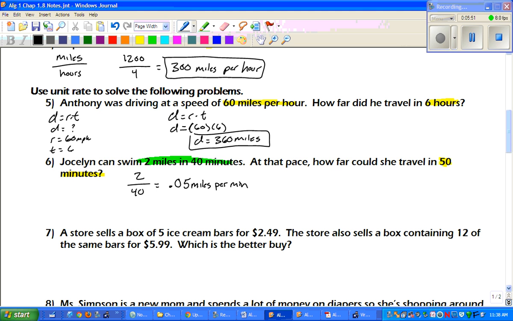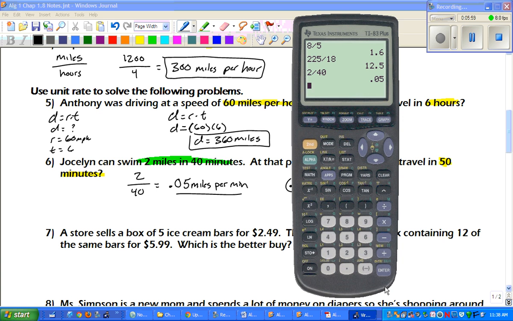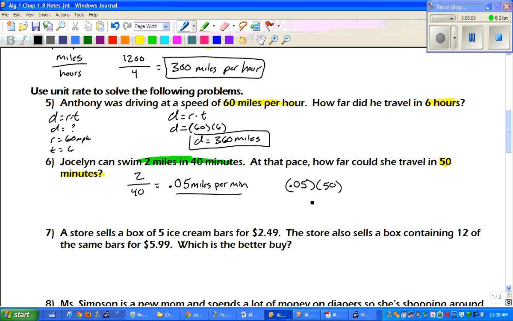Okay, and now that we know the unit rate, we can take that 0.05 and times it by 50. Take your answer, times it by 50, and you get 2.5 miles. Okay, that one was a little trickier. We had to do some work on that one.